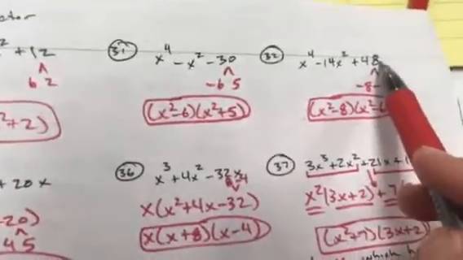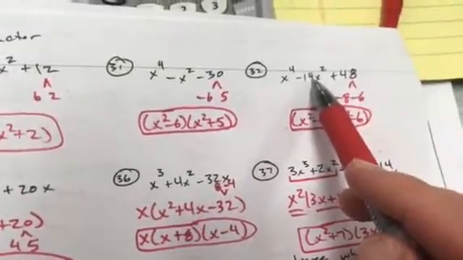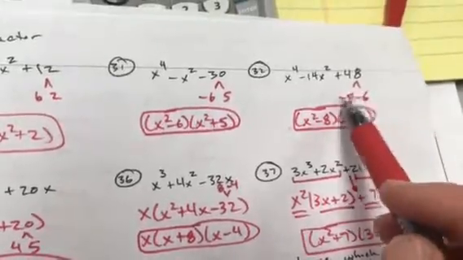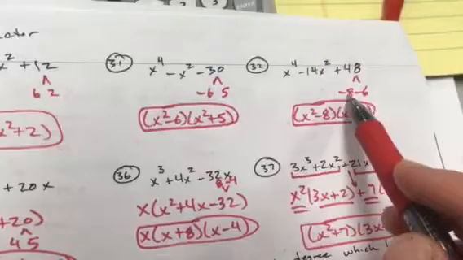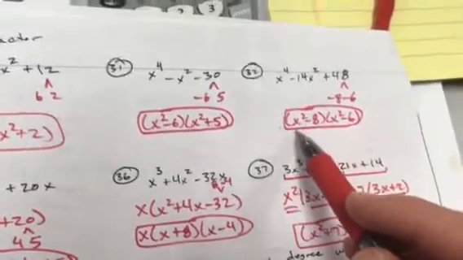What multiplies to 48 and adds to a negative 14? That means I have to have 2 negatives. The product of 2 negatives is positive. The sum of 2 negatives is a negative. Anyway, that is 8 and 6. X squared minus 8, x squared minus 6.